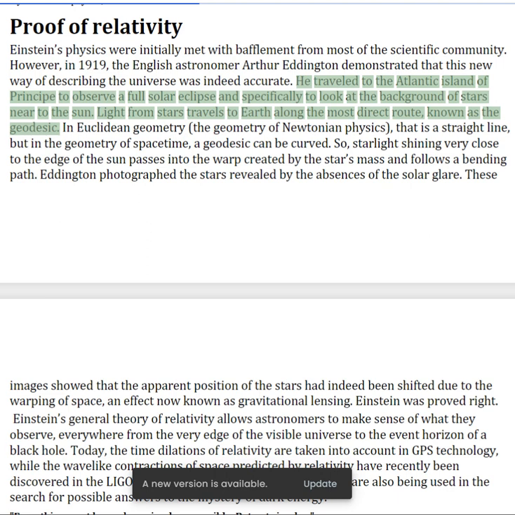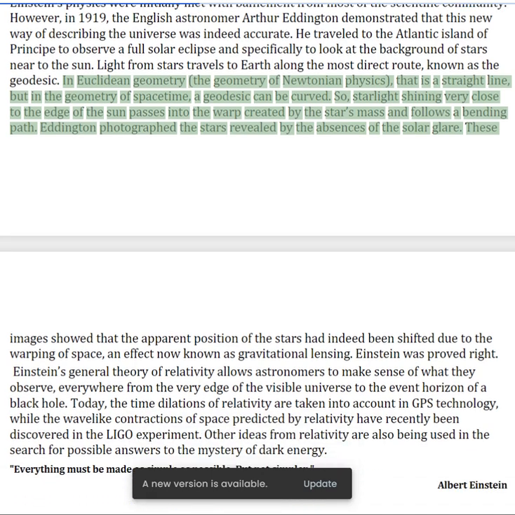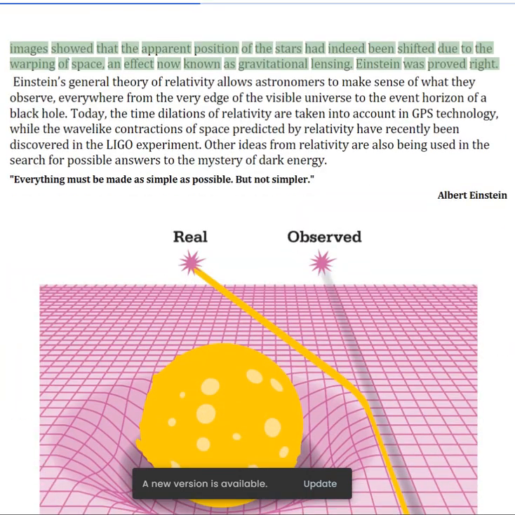Light from stars travels to Earth along the most direct route, known as the geodesic. In Euclidean geometry, that is a straight line, but in the geometry of spacetime, a geodesic can be curved. So, starlight shining very close to the edge of the Sun passes into the warp created by the star's mass and follows a bending path. Eddington photographed the stars revealed by the absence of the solar glare. These images showed that the apparent position of the stars had indeed been shifted due to the warping of space, an effect now known as gravitational lensing.